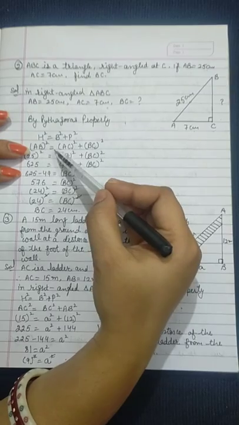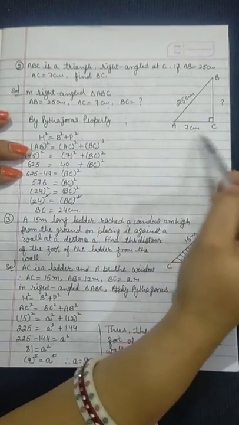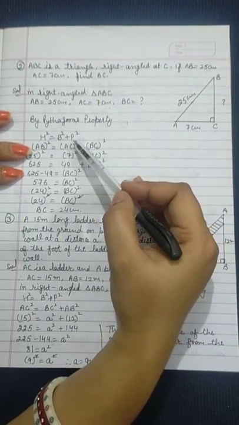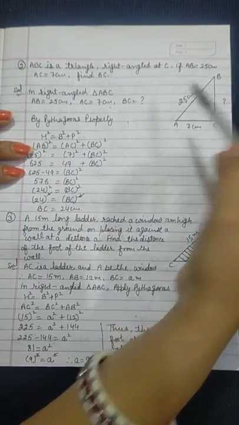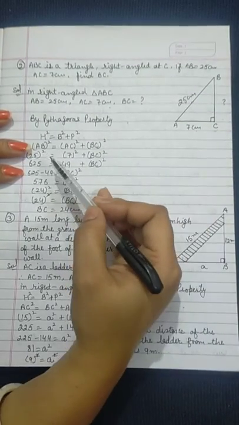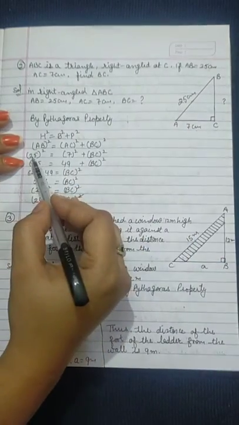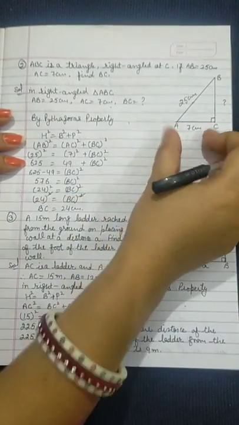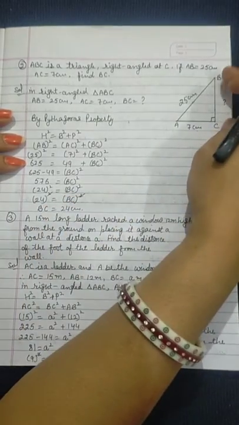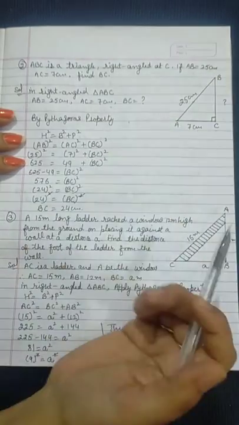So it is AB whole square equals to b square. What is b here? It is AC, so AC whole square, and what is p? That is BC, so BC whole square. And now we substitute the values. What is AB? It is 25 centimeters, so write 25. And AC is 7, so write 7. We have to find BC, so write it as it is.